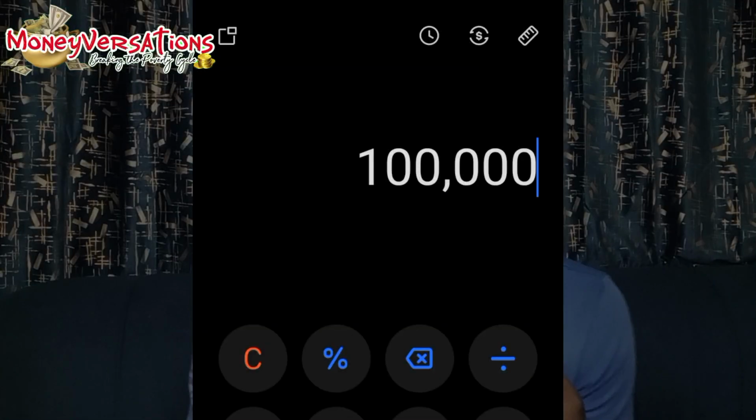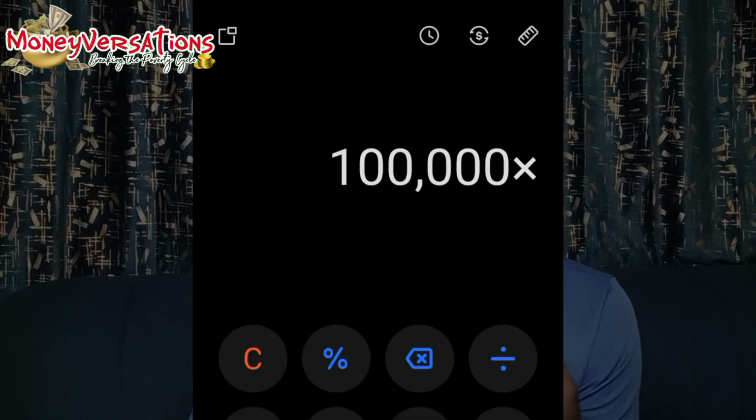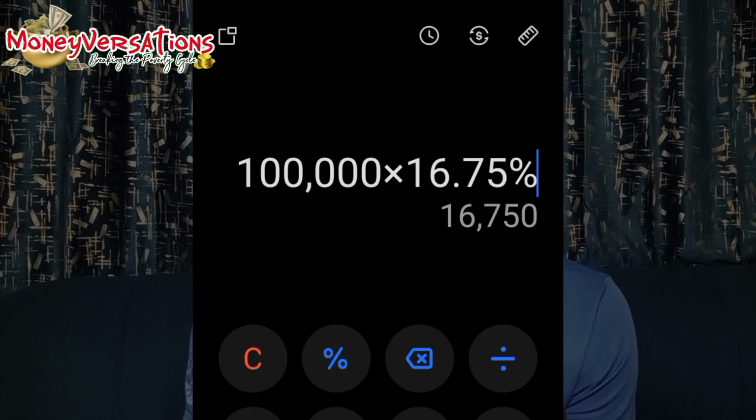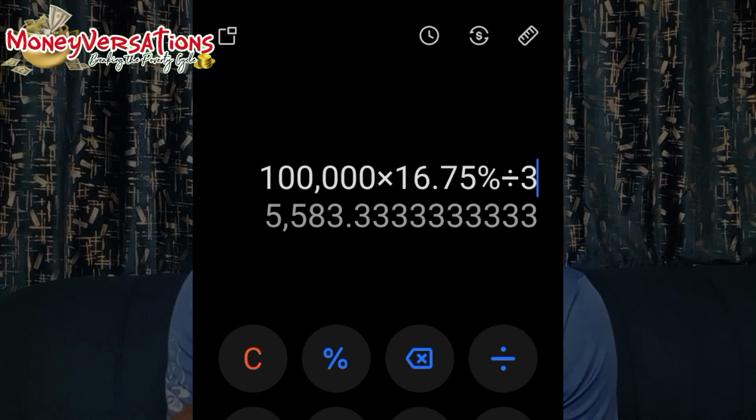So I will add a multiplication sign here, times up, alafu niandike 16.75%. Then next, you need to remember that this rate is annual. Therefore, if I want to find out how much I made per day, I will need to divide this by 365 ama 366 cause ni leap year, sindio?